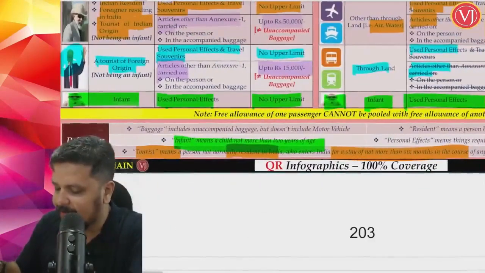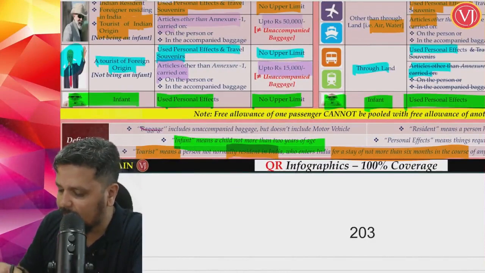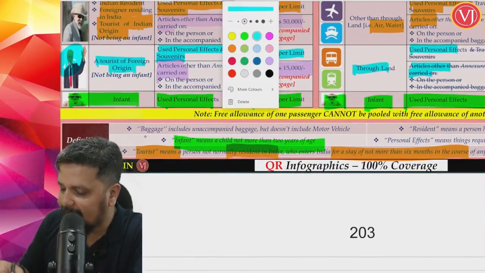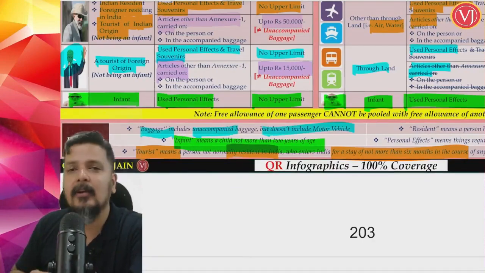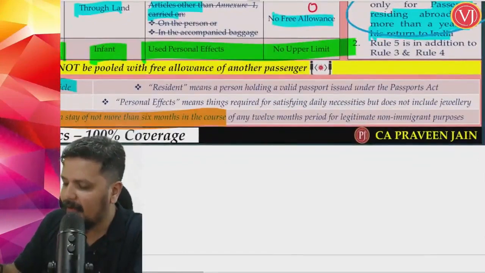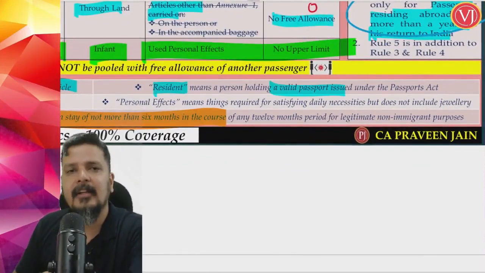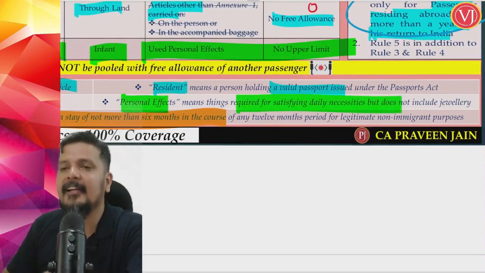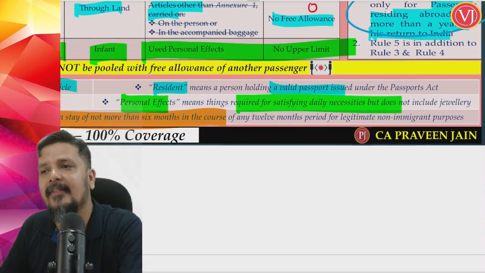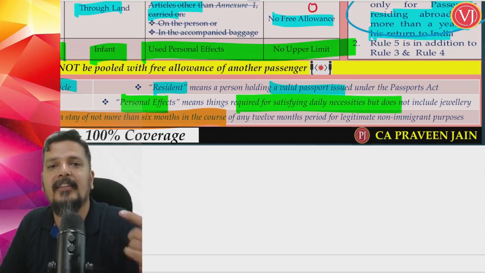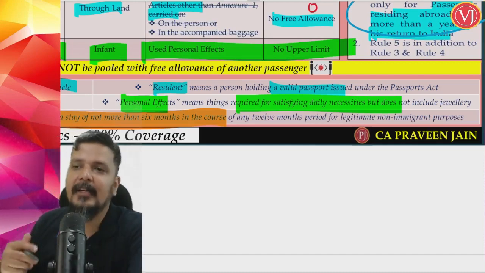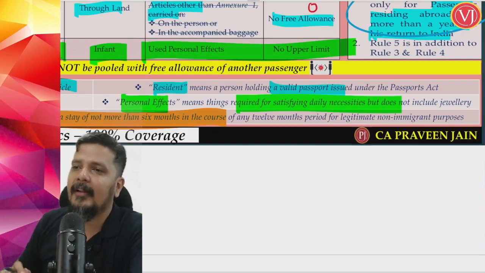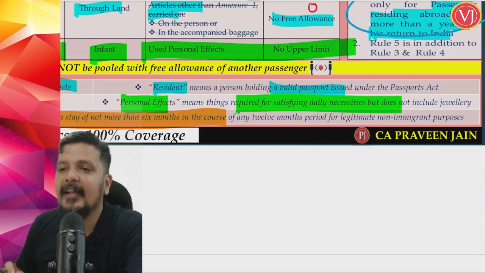Now, what are the other definitions which are given? Baggage includes unaccompanied baggage, but does not include motor vehicle. We have already understood that it does not include motor vehicle. We have understood the meaning of resident, a person who has a valid passport. Personal effects means the items that are required for your daily necessities. Because in rule 6 we are going to see something called household effects. Here it is personal effects for your day-to-day needs.